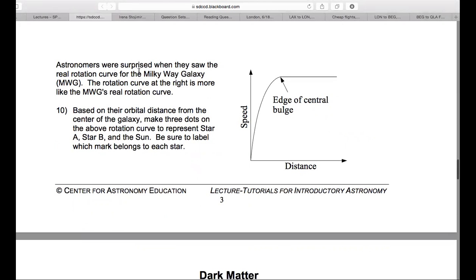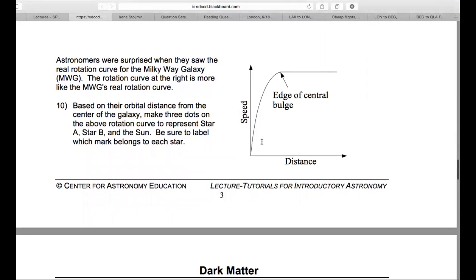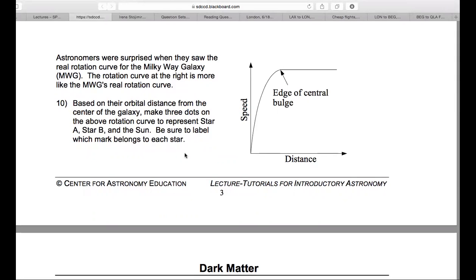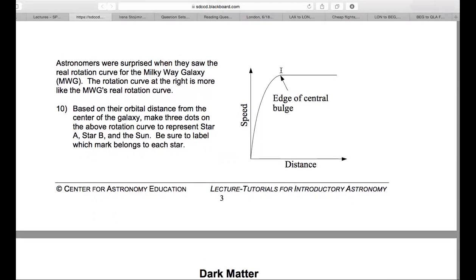And so now you're learning in this part. Okay, so astronomers were surprised when they saw the real rotational curve of the Milky Way galaxy. So this is the real rotational curve, and it shows you over here the edge of the central bulge. So now where do you think stars A, B, and the sun would be on this rotational curve? I place A where the arrow for the edge of the central bulge is. Okay, so you're saying A should be somewhere here. Yes. Okay, that's correct, because A is at the edge of the central bulge.